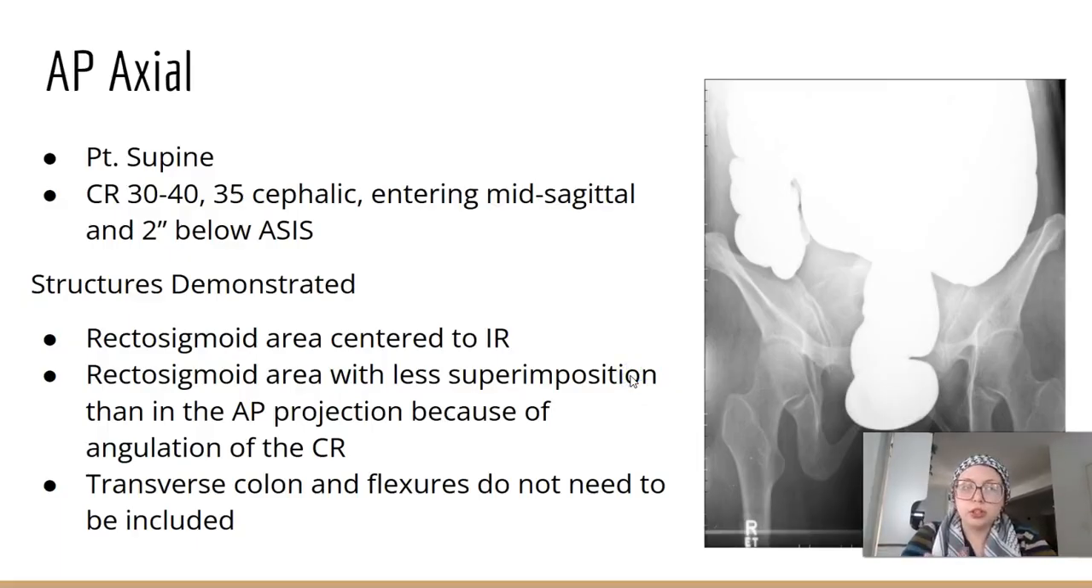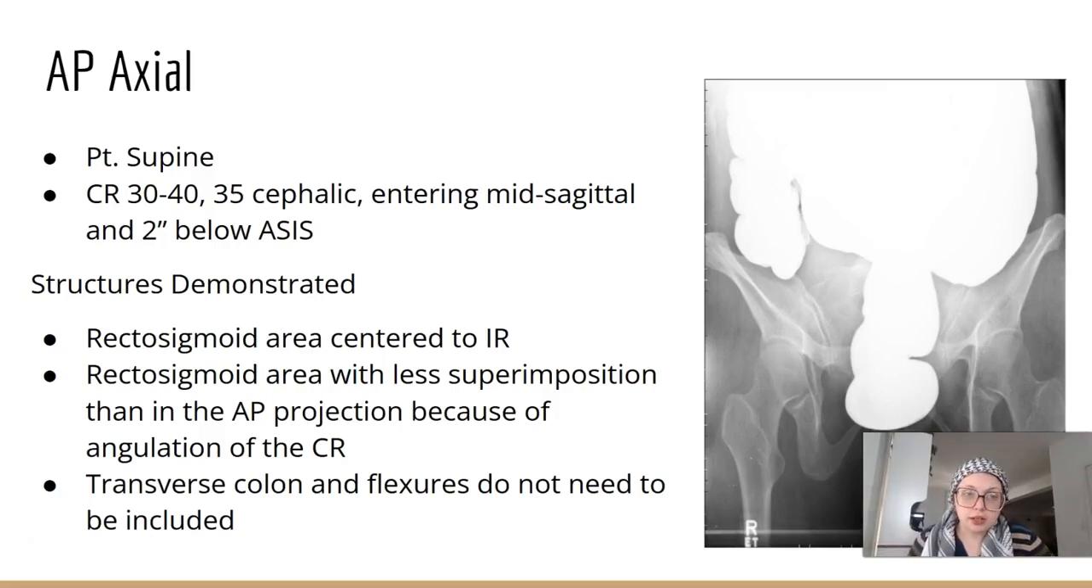For these pictures, we're going to start with the AP axial. We want our patient supine. The CR angulation is 30 to 40 degrees, typically we use 35, cephalic, entering mid-sagittal and 2 inches below the ASIS. So if I get my little paper out and I measure right down the middle, I would say that it is pretty well at the ASIS and pretty well in the middle.